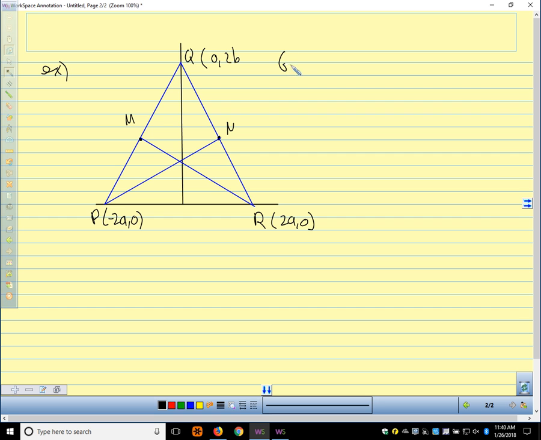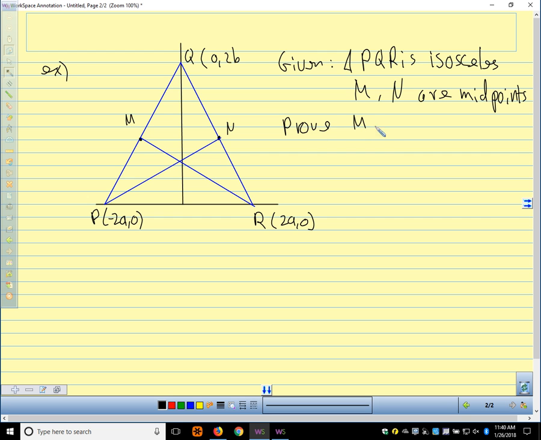All right, so we're given that triangle PQR is isosceles. And M and N are midpoints. We want to prove that MR is congruent to NP. So M and N are midpoints of those sides of the triangle. We want to show that those two lengths are the same.